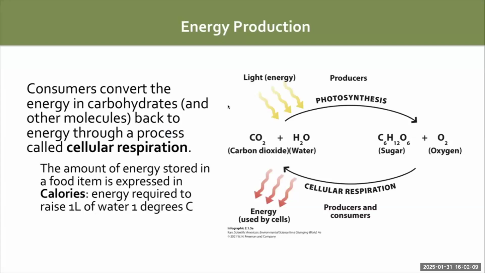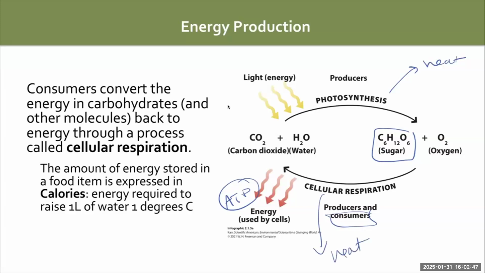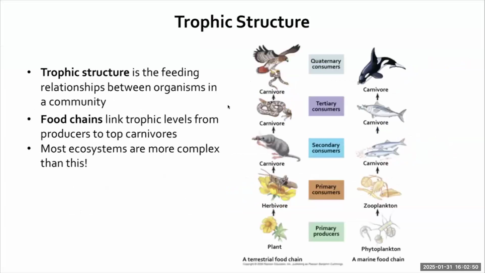Consumers convert that sugar back into energy or break it down to release its energy. And that process is called cellular respiration. Once again, as I reviewed before, consumers do this process by breaking the bonds that hold the sugar molecule together. That releases a usable form of energy for cells that we call ATP. It produces the byproduct of carbon dioxide and water that are used by photosynthesis. And again, in both processes, some energy is lost or released as heat.